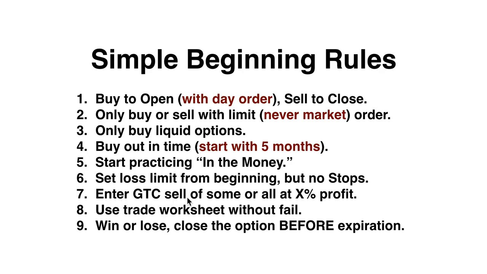Enter a good till canceled sell order for some or all of the options at X percentage profit. Same kind of rules that you apply when you are buying and selling ETFs and stocks when you're practice trading those. So go ahead and have your profit limits, what it is you're looking for, and whatever the system is you have set up to set your good till canceled sell order or orders, selling some or all at set profit boundaries. And those are set any number of ways. That's a whole separate kind of training. But go ahead and set those in your good till canceled sell order right after your day order is executed.